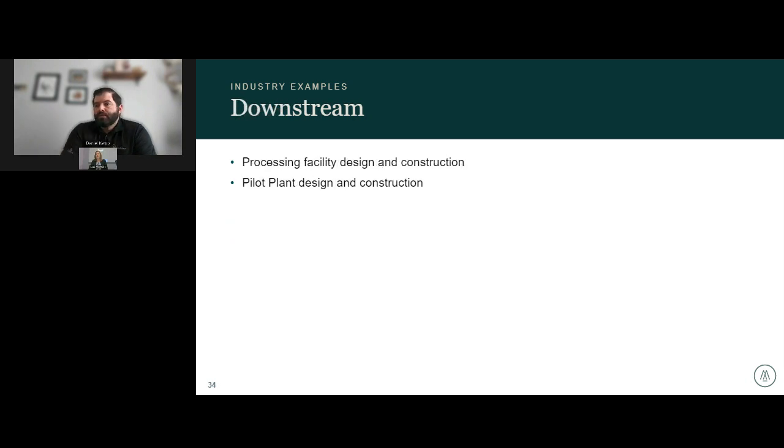And downstream, similar to midstream, we have a lot of facility design and construction and also pilot plant design. I have one client that I've worked with that developed, I think they spent close to $100 million on it, to process material and produce new material. They've been claiming millions of dollars in credits over the last several years as it pertains to the development of this pilot plant facility.